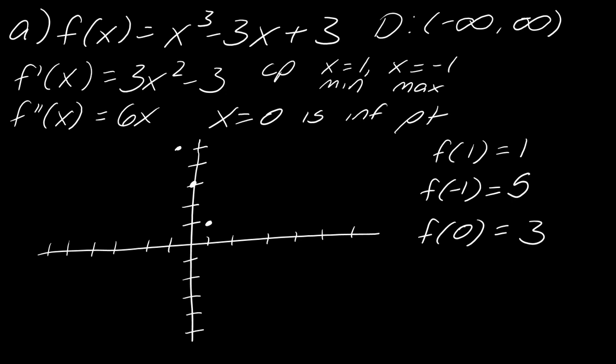Okay, so remember, from -infinity to -1, I need to be increasing. And then from -1 to 1, I'm decreasing. And then from 1 on, I'm increasing. And then you can also see that I've captured my concavity in this. So here is the graph.